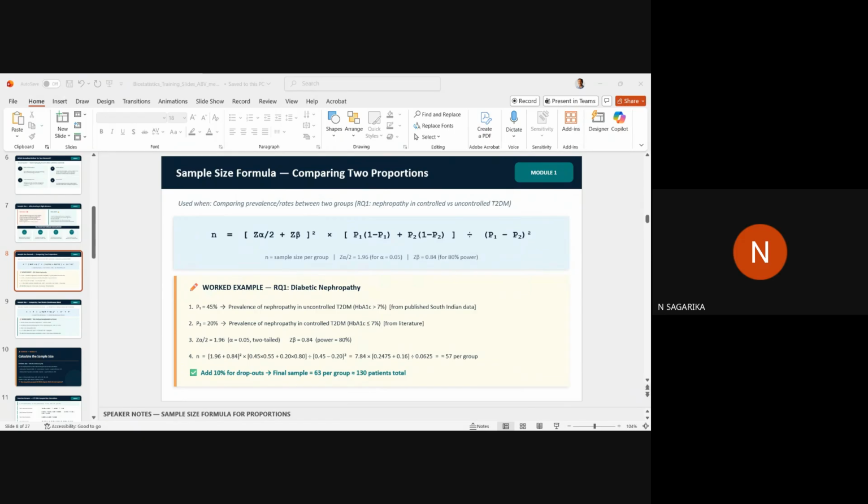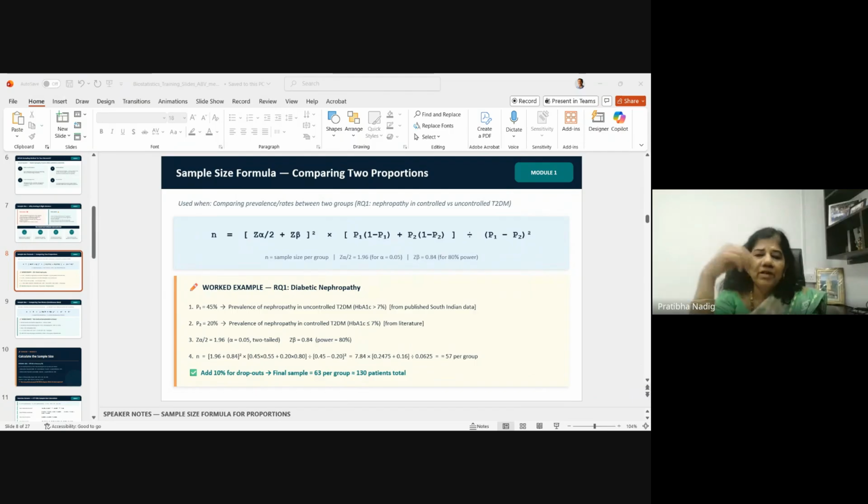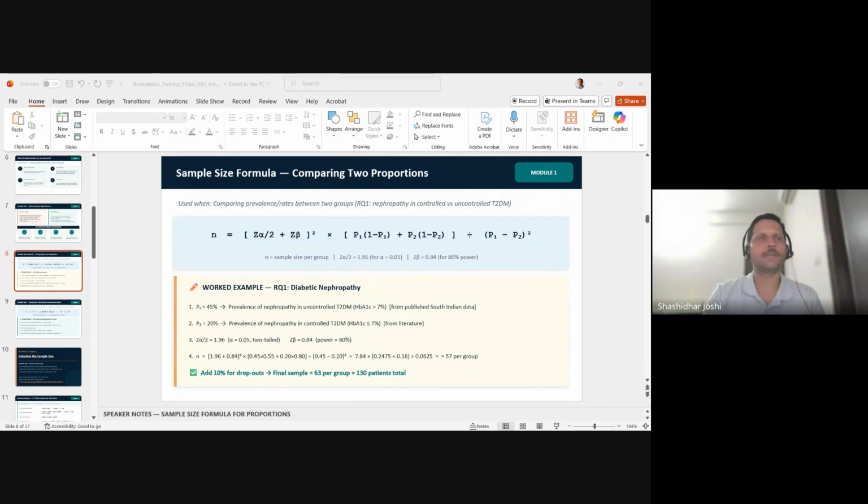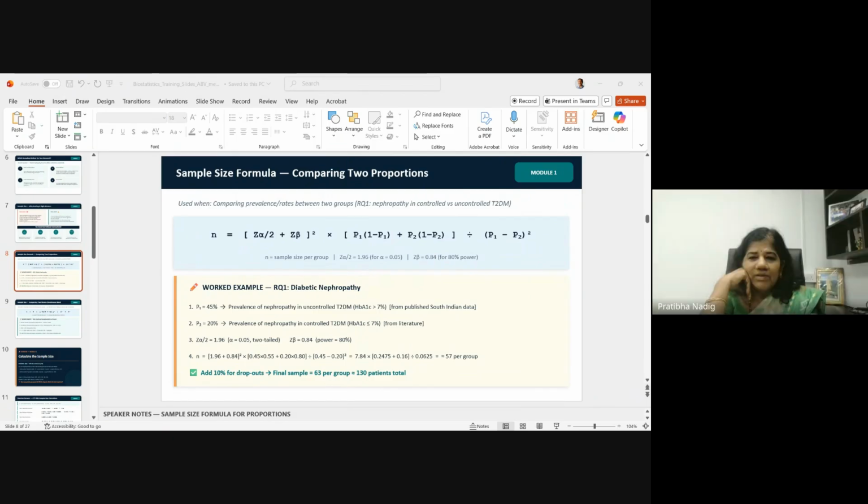Ma'am, like in a case control study, suppose two groups we are comparing. The number in the sample size should be equal or nearby numbers. For case control studies, I think Dr. Shashidhar will tell. Case control retrospective, right? I think it should be equal, no? It depends on the objective and the project. He is a better person to tell.